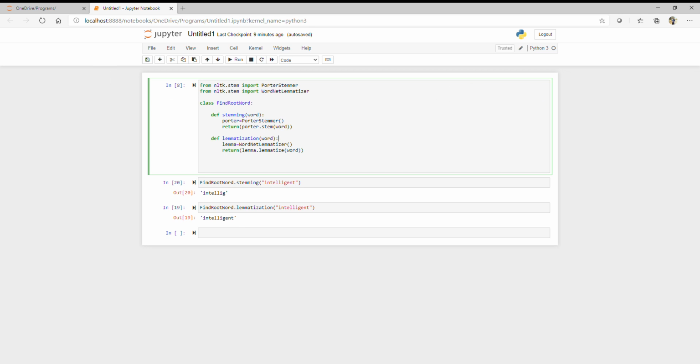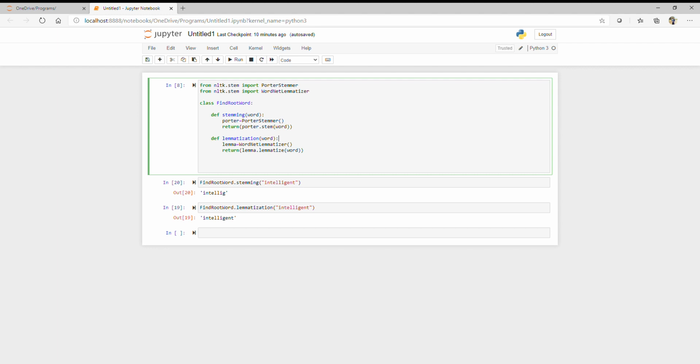Hello everyone. Today we are going to discuss one important topic in NLP. The topic is stemming and lemmatization. So first, let's understand the difference between stemming and lemmatization. And before starting that, I would like to say this is one of the important interview questions as well.